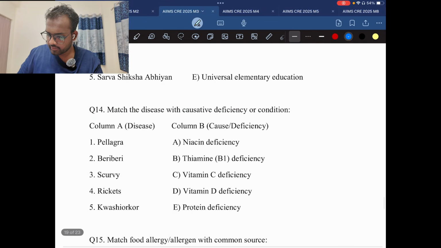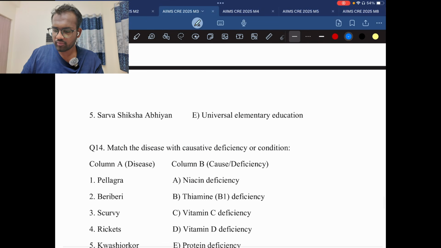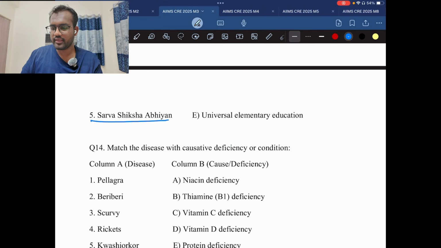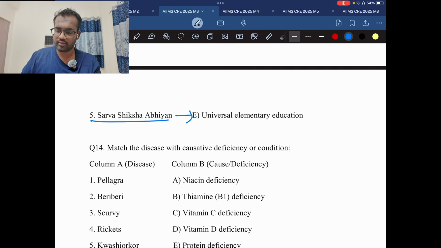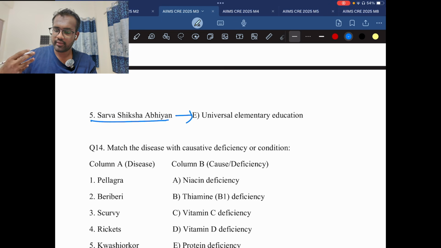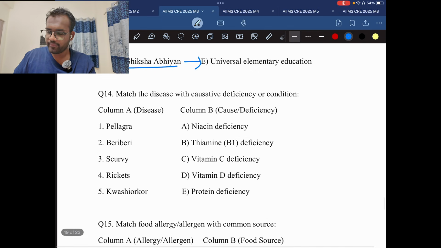And there is one more, Sarva Shiksha Abhiyan. It is universal elementary education where we teach about basic sanitary practices, etc. This is the main Abhiyan conducted by the Government of India.